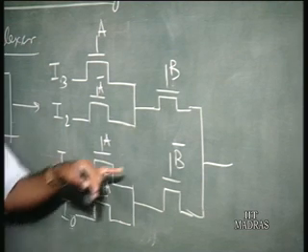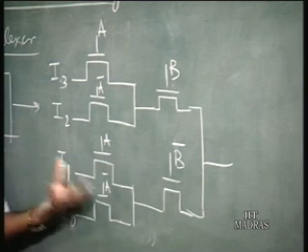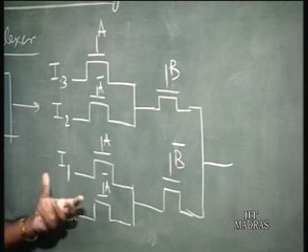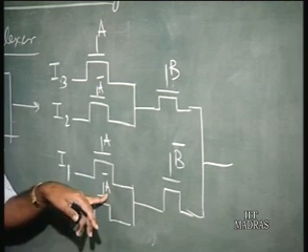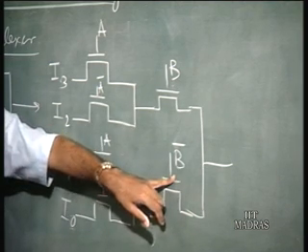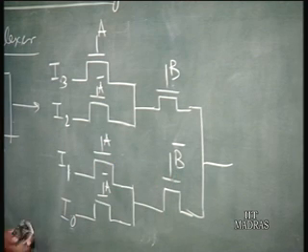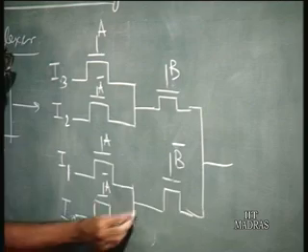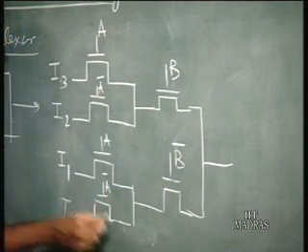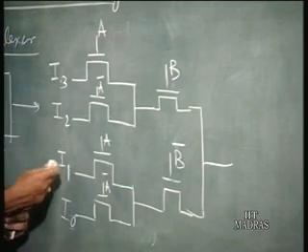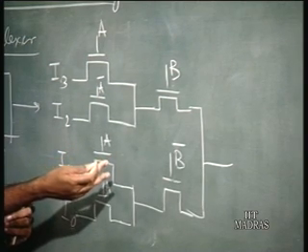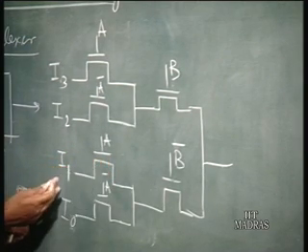So when A is 0, B is 0, 0, 0, what happens is A bar is high, B bar is high. So this input here is connected to the output. You see that this line is connected. All other inputs would be disconnected from the output.